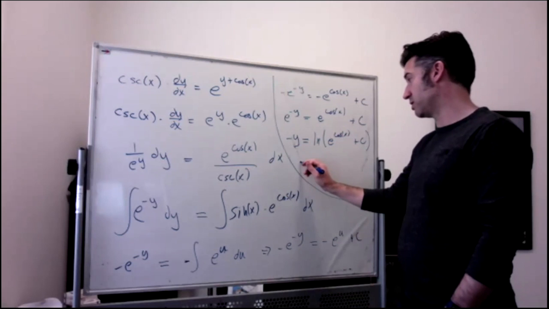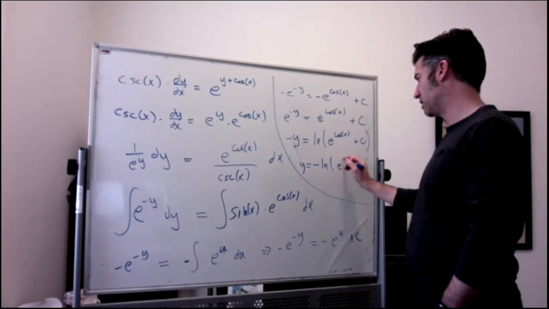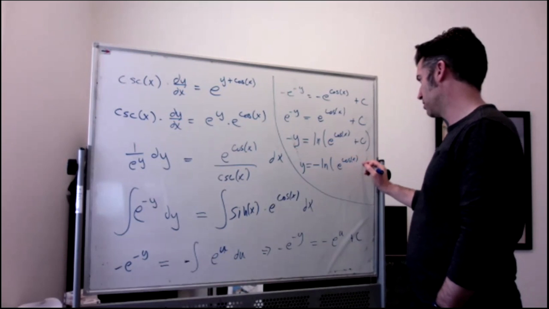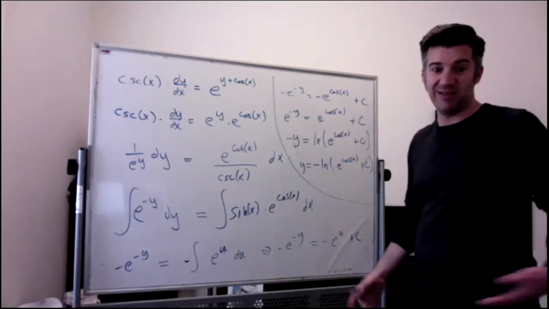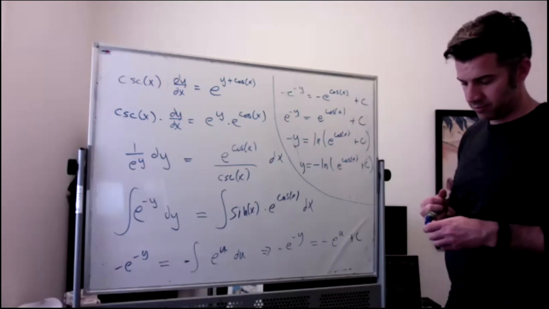So our final answer is y equal to negative natural log of e to the cosine of x plus c. And there's nothing we can do about that other than say that that's our answer. Kind of disappointing.